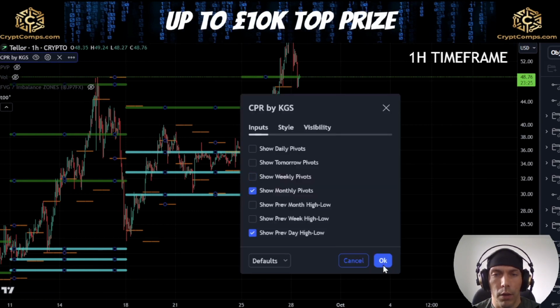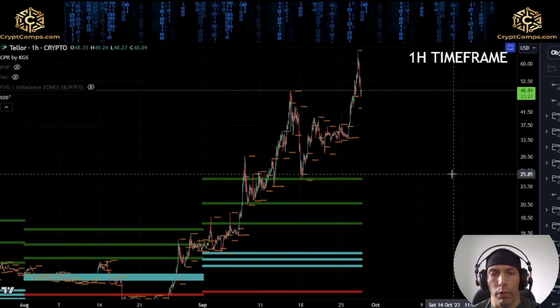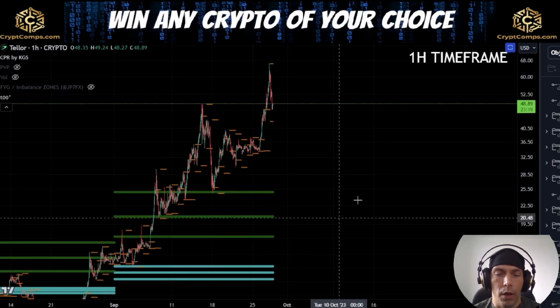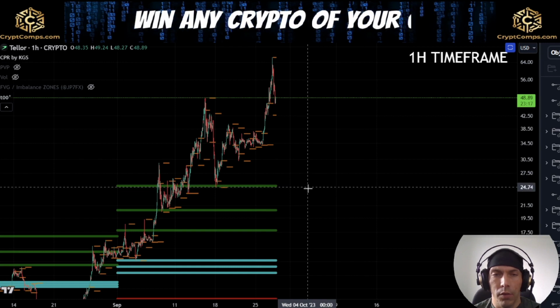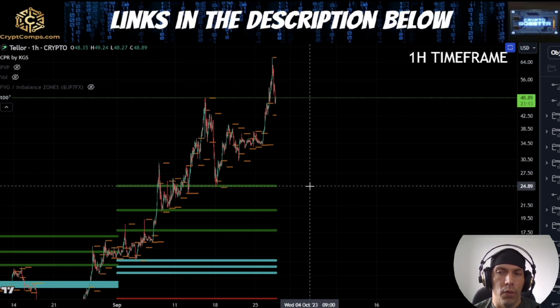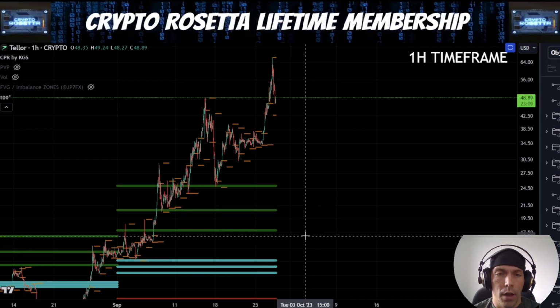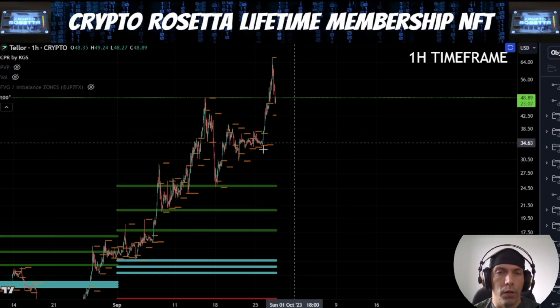Now, moving over and having a look at the monthly CPRs, we've actually come and blasted through all of our targets for these. But what I would be looking out for is that if we do see a retracement this month and we see price come back down into some of these levels, we could potentially find support here, 24.89, 20.68, and this lower level here of the 17.56.